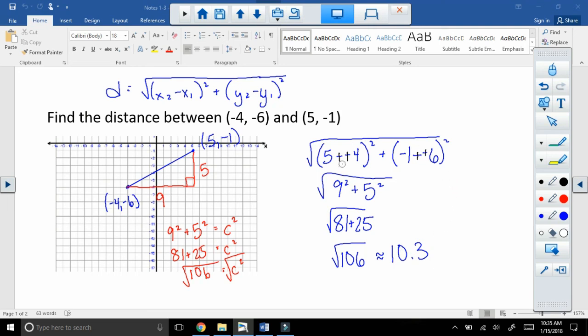The formula works out pretty well when you don't have graph paper that you're doing it on. If it's on graph paper and you want to think of it more in terms of the Pythagorean theorem, that would be awesome too.